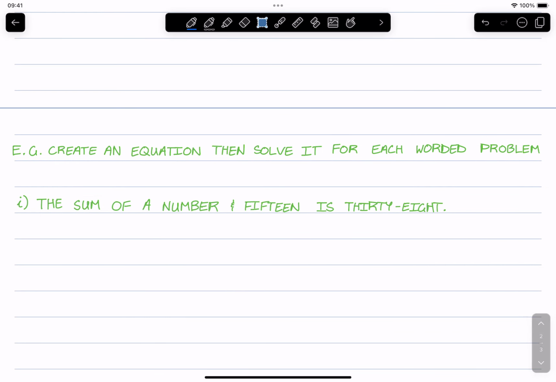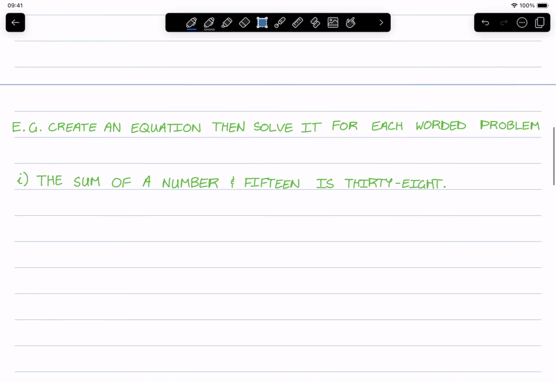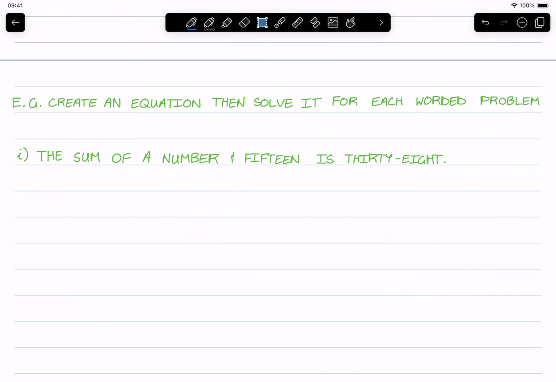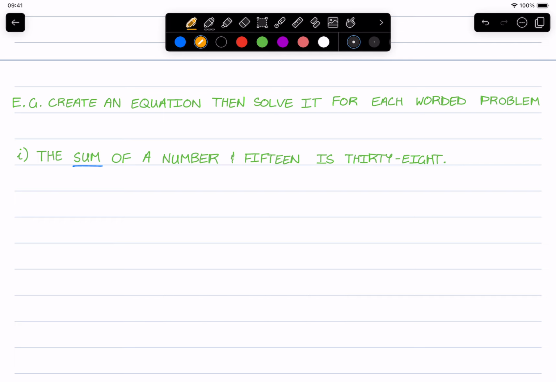So the first one is rather simple. It says that the sum of a number and 15 is 38. So the first step is we need to create an equation based on these words. So first it says the sum, so we know it's going to be an addition. Let's underline this, use a different color here. So in my mind, I underline this and I put sum, so addition.